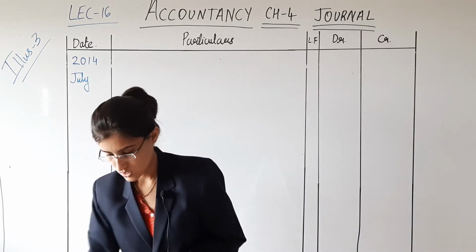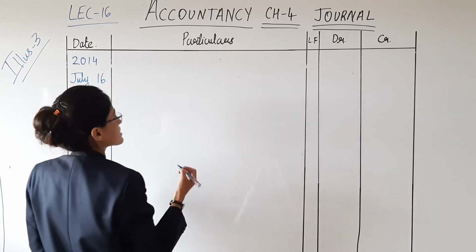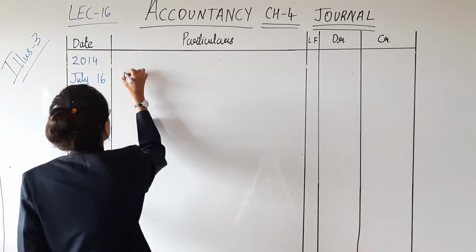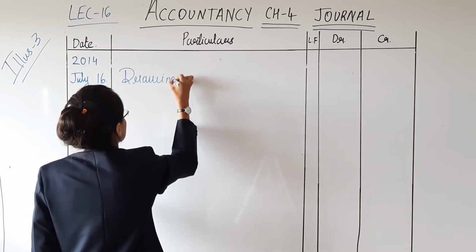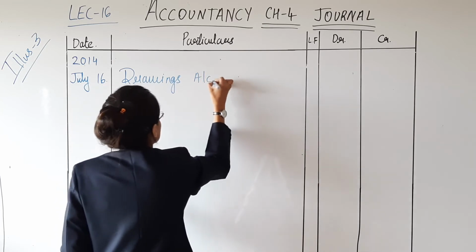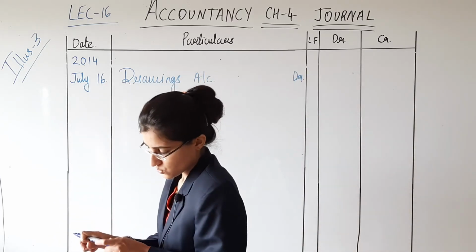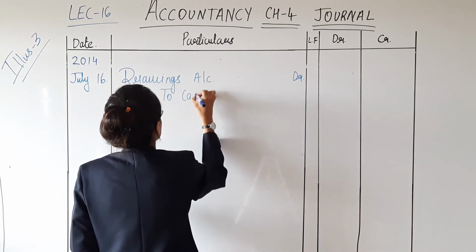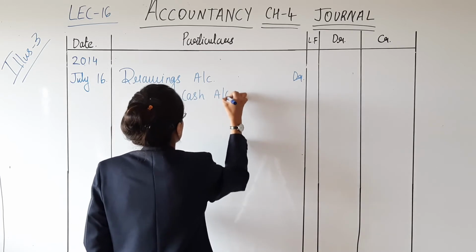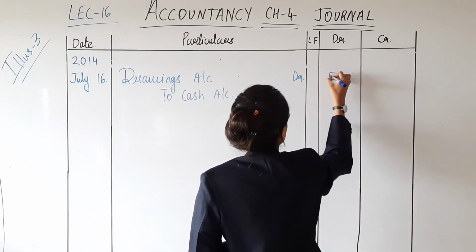Okay, it is on 16th of July. Income tax is personal expense and hence it is termed as drawings. Drawings account debit to cash account. Alright, how much it is? It is 500 only.